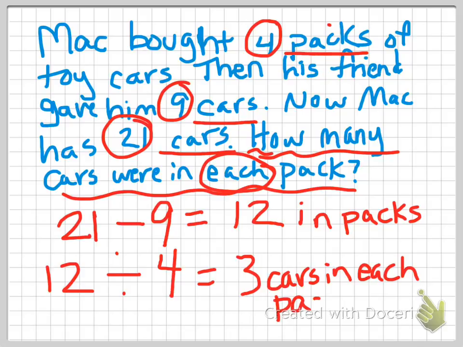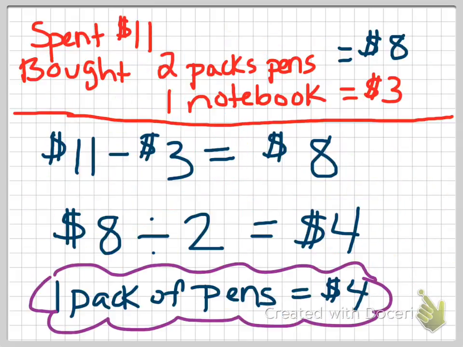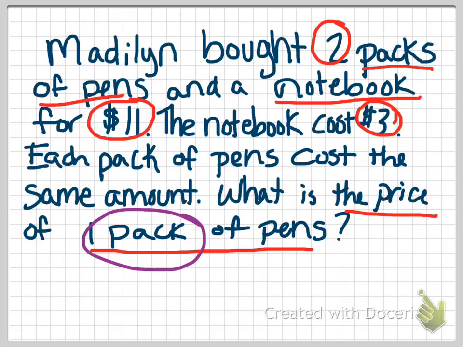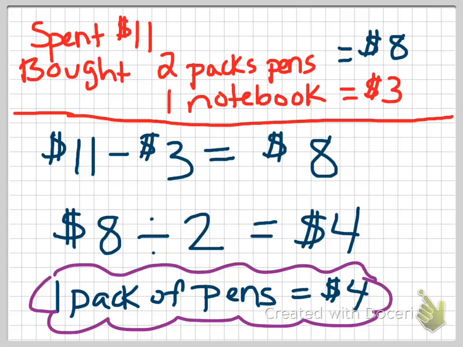So by acting it out either in my head, talking it through to myself, or using counters, I'm looking at what action happened in this story. So if we went back to our first problem, the action was that she bought these notebooks and pens for a total of $11. She knew that the cost of the notebook was $3. So we had to take away that $3 so that we could divide up the cost of the pens.